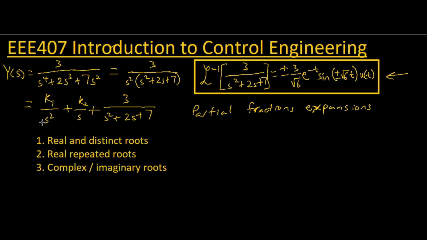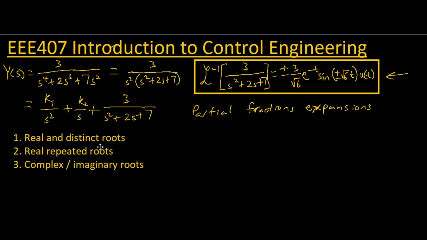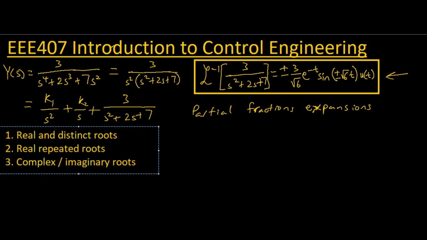And then let's just move this to one side if it does not complain. Okay, so those are possibilities that we could have. We'll deal with them one at a time. So it's possible that we have real and distinct roots.